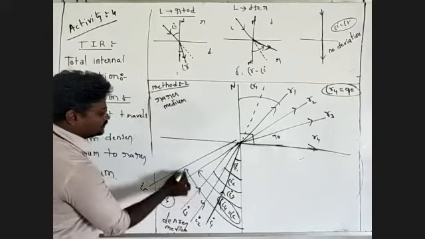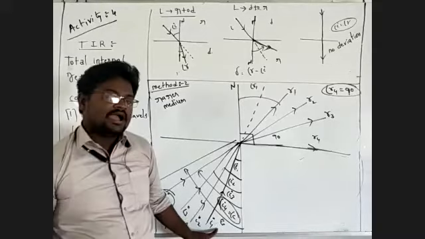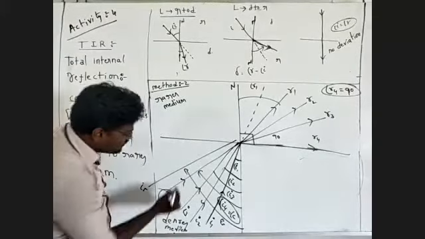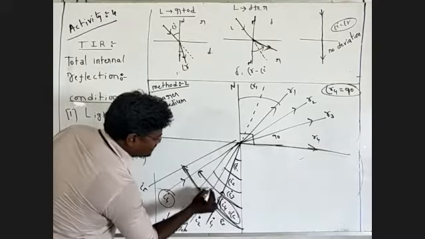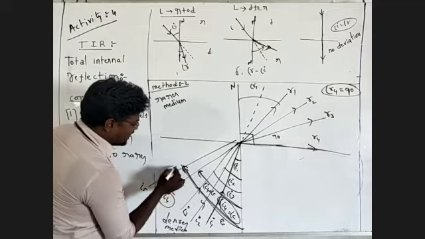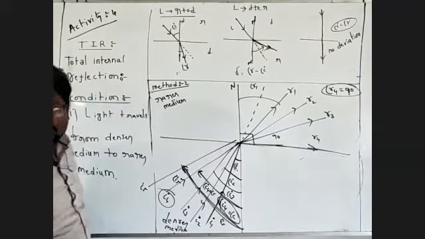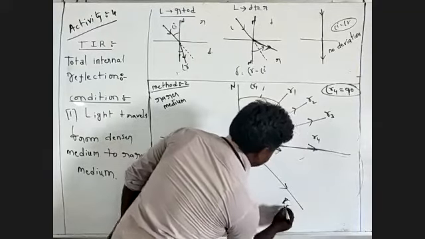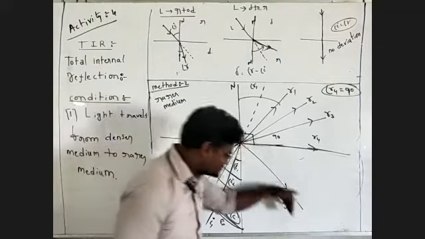This is more than the critical angle. This is I5. The angle of incidence I5 is greater than the critical angle. This I4 angle we call the critical angle, and this is I5, which is more than the critical angle. What will happen? Light travels from the denser medium, and again it will be reflected into the denser medium.